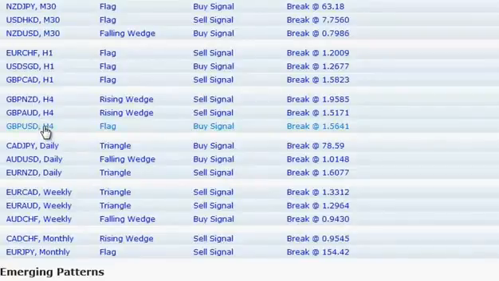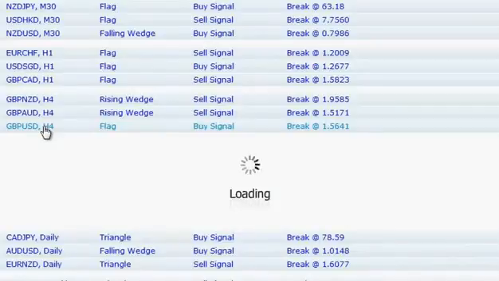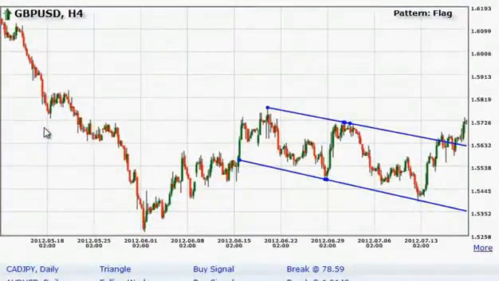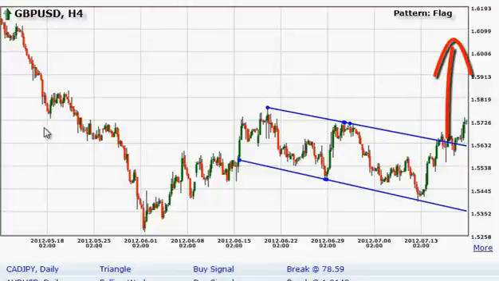For example, let's click on the link. And here we see the flag pattern. The price has broken through the trend line and it's likely to continue moving this way, often with some pullback.